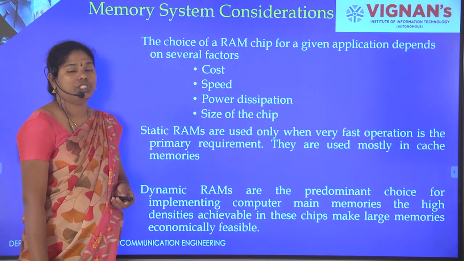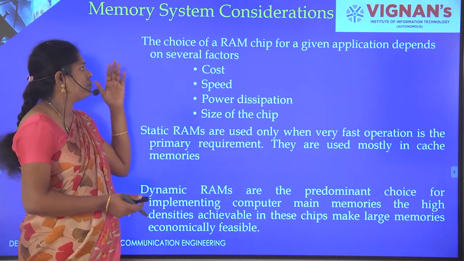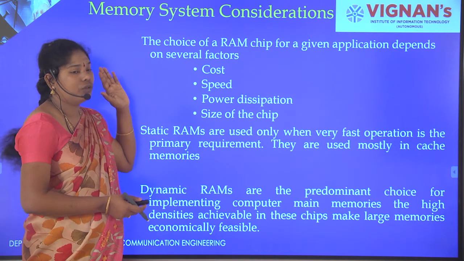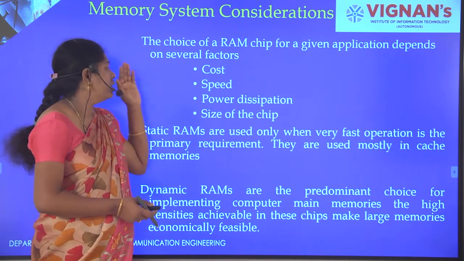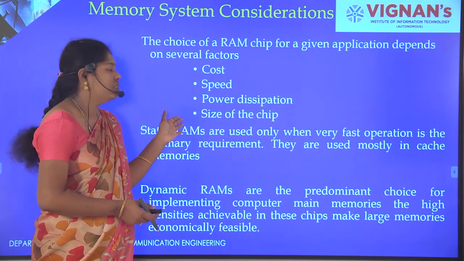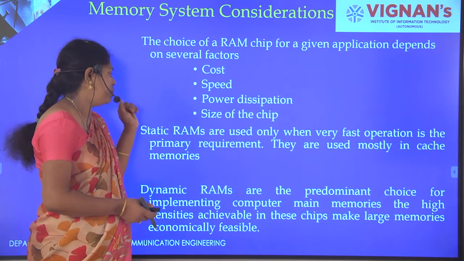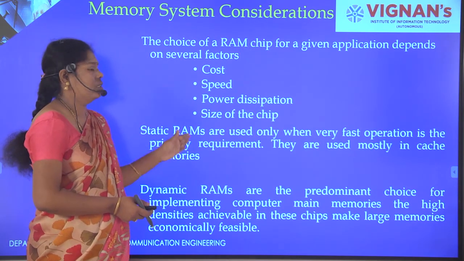Memory system considerations. If you want to purchase any memory, first of all we have to see the cost, speed, power dissipation and size of the chip. All those are the main considerations.